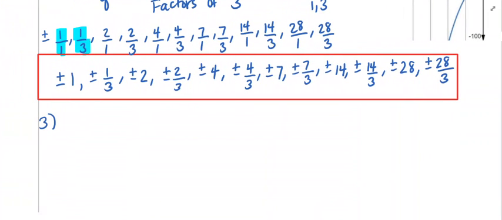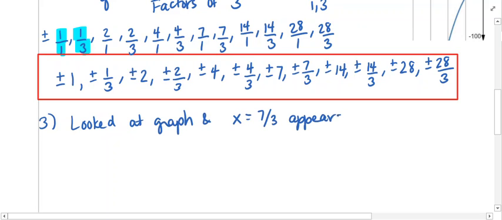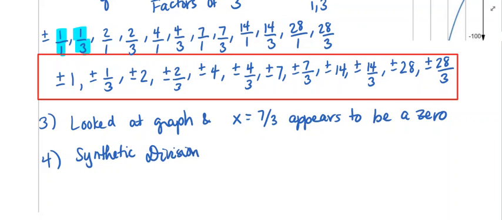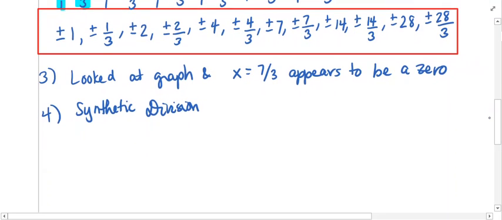So let me go ahead and write down for step 3. We looked at the graph, and x equals 7/3 appears to be a zero. So now in step 4, we will start the synthetic division. You could also test this out. You could take 7/3 and plug it into the polynomial to make sure you get 0. That will be indicative of a 0 remainder. But remember, doing the synthetic division is going to get you further in the long run. It's going to help you get towards your goal of factoring the polynomial here.